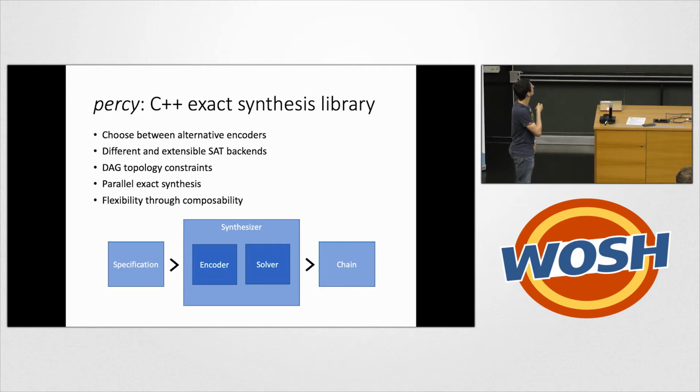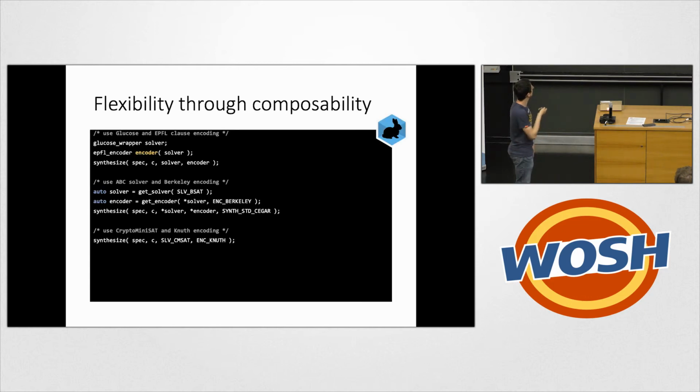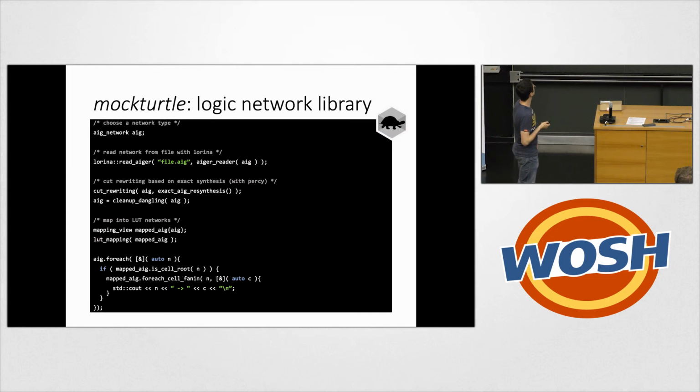Okay, we have support for different SAT solvers. You can do this in parallel. There's a bit of DAG topology concern. This makes it a bit faster, so there are some optimization tricks here. And it's flexible because you can compose a lot of different encodings together. There's example code which shows you how this works.